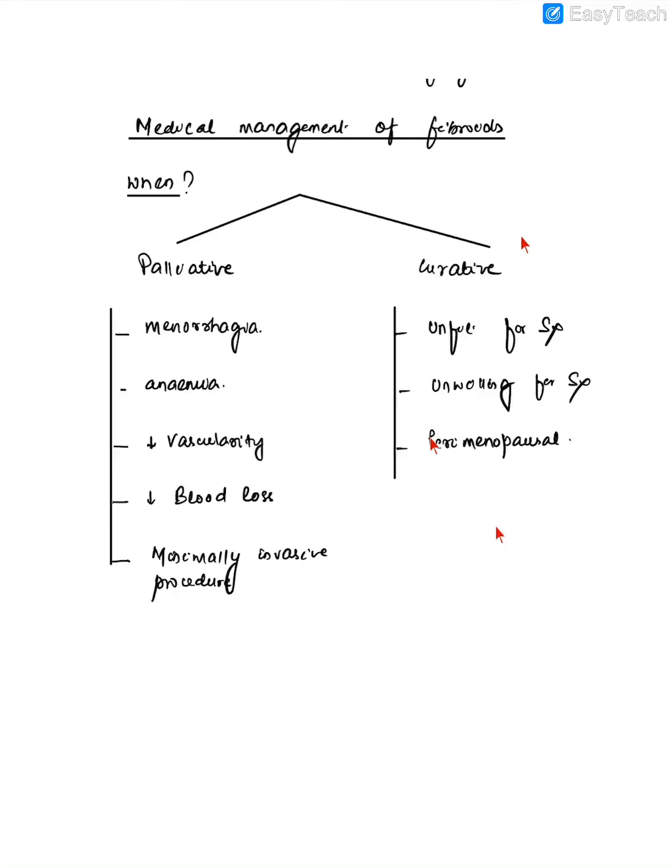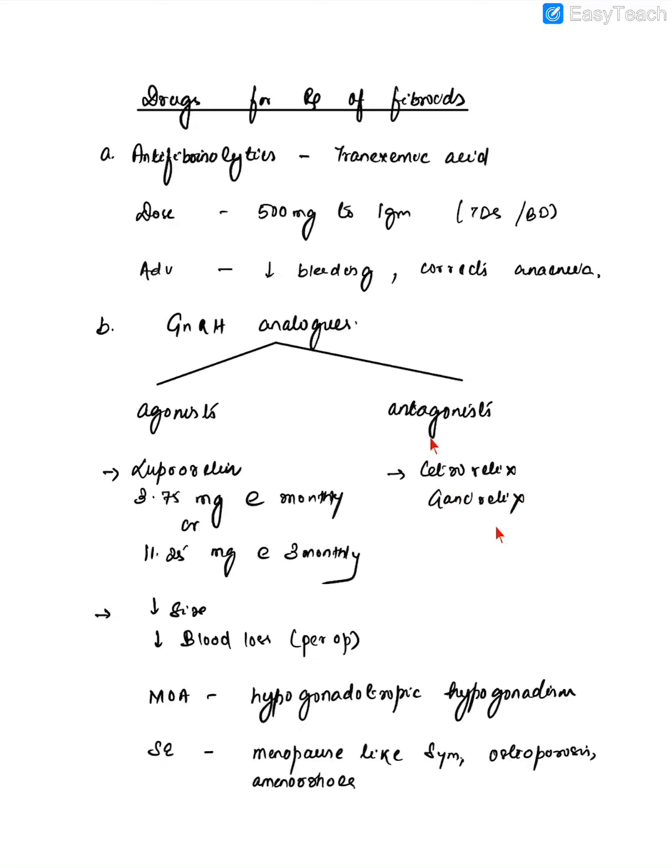Medical management is curative for patients who are unfit for surgery, unwilling for surgery, and perimenopausal. So what are the drugs used for treatment of fibroids? Antifibrinolytics like tranexamic acid are given at a dose of 500 mg to 1 gram, BD or TDS depending upon the amount of blood loss. It has the advantage of decreasing bleeding and correcting the anemia by reducing the bleeding.